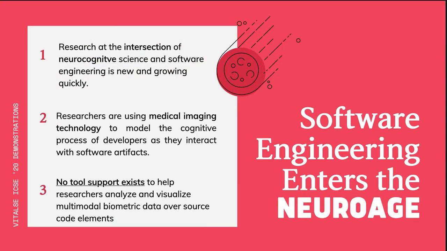Software engineering research has entered the neuro age. Recent research in empirical software engineering is applying techniques from neurocognitive science, and it's breaking new grounds in the ways that researchers can model and analyze the cognitive processes of developers as they interact with software artifacts.